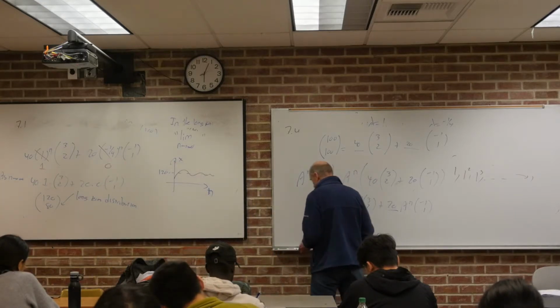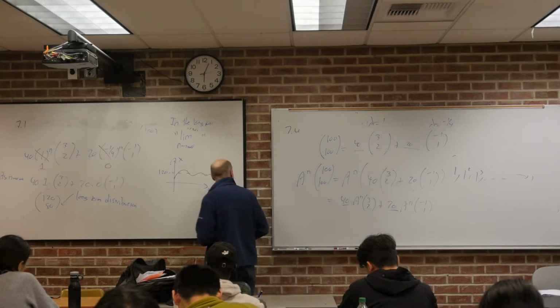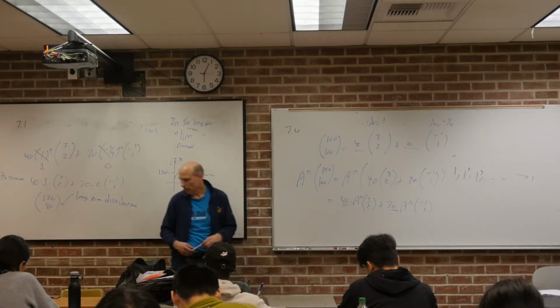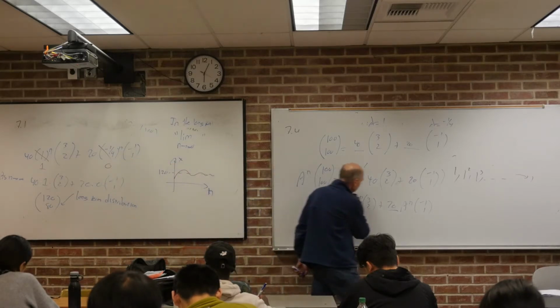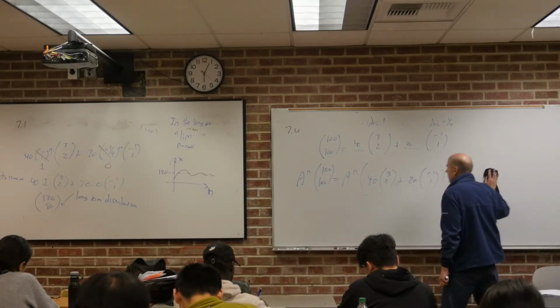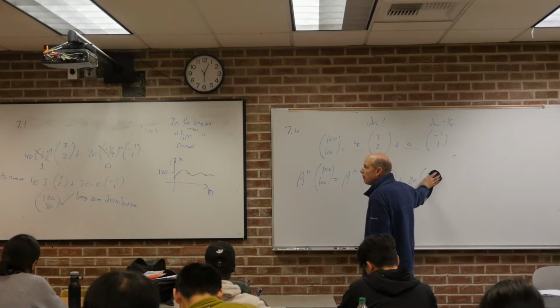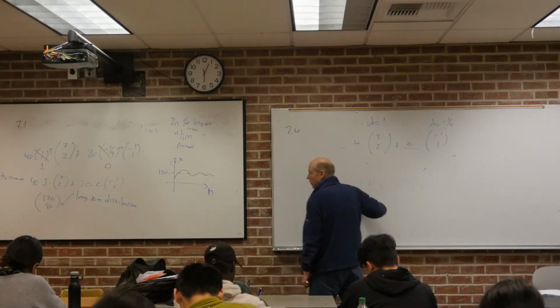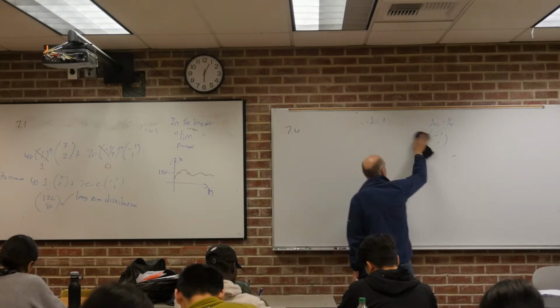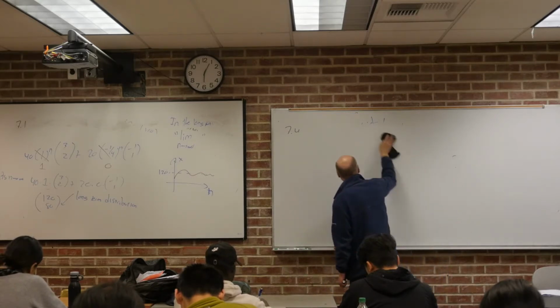So method 2. Show you a cool idea. This is method 1 for just finding the long-term distribution. Exactly. So I find the long-term distribution. We find that 120, 80, 3 different ways. Each one shorter than the last.